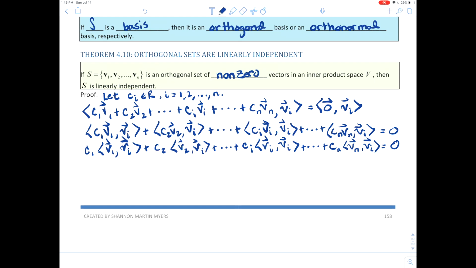Okay, well, what do we know? We know that for i not equal to j, the inner product is going to be 0, right? Because we've been given that S is an orthogonal set of non-zero vectors. So we'll have c1 times 0 plus c2 times 0 plus dot dot dot plus ci times something we don't know yet. We know that this is not going to be 0 because vi would have to be the 0 vector, and these are non-zero vectors. So we'll keep this going, plus dot dot dot plus cn times 0, and that's equal to the scalar 0. We were able to do this because S is orthogonal.